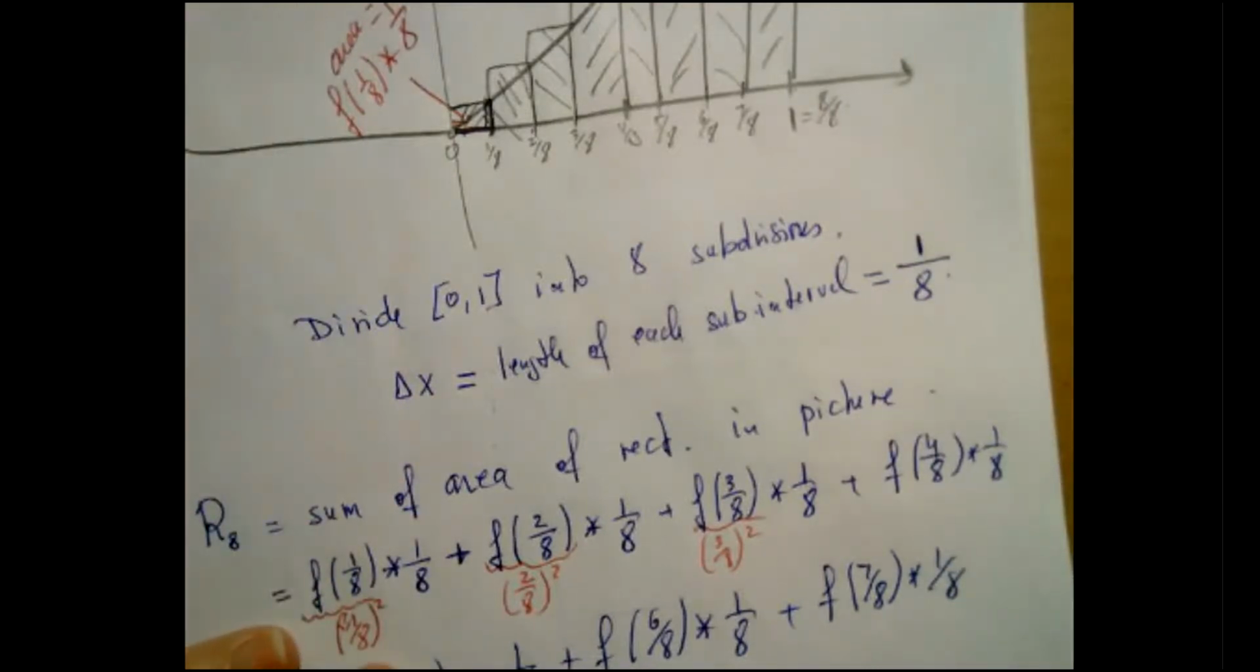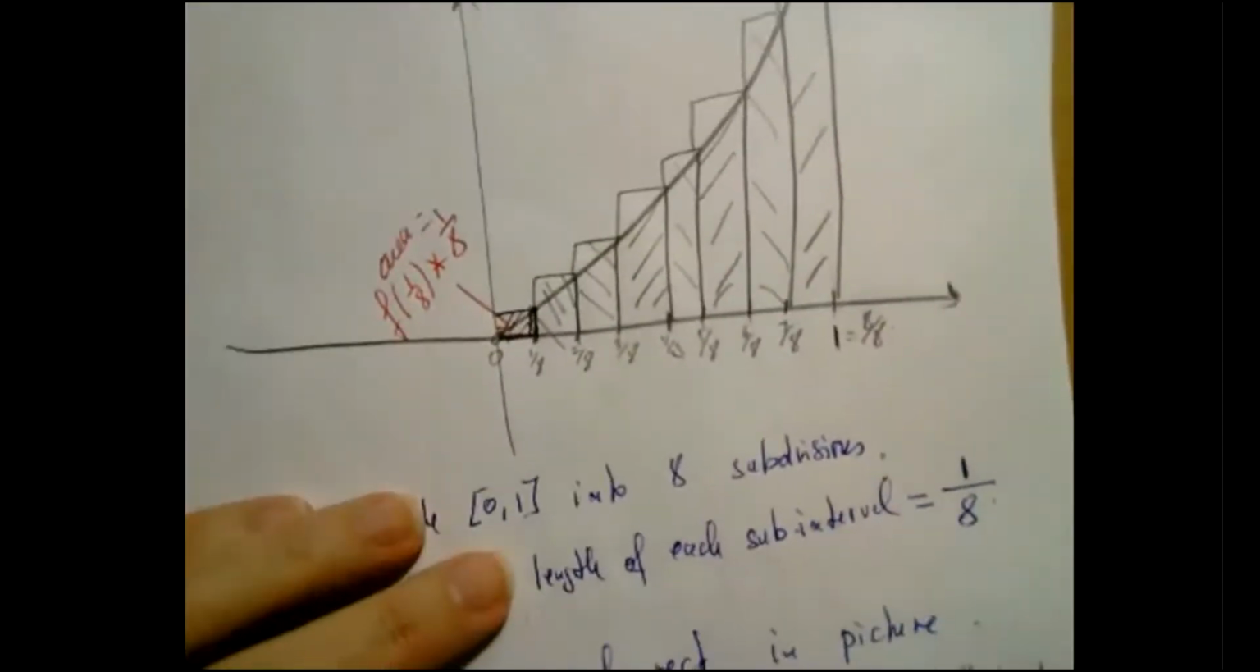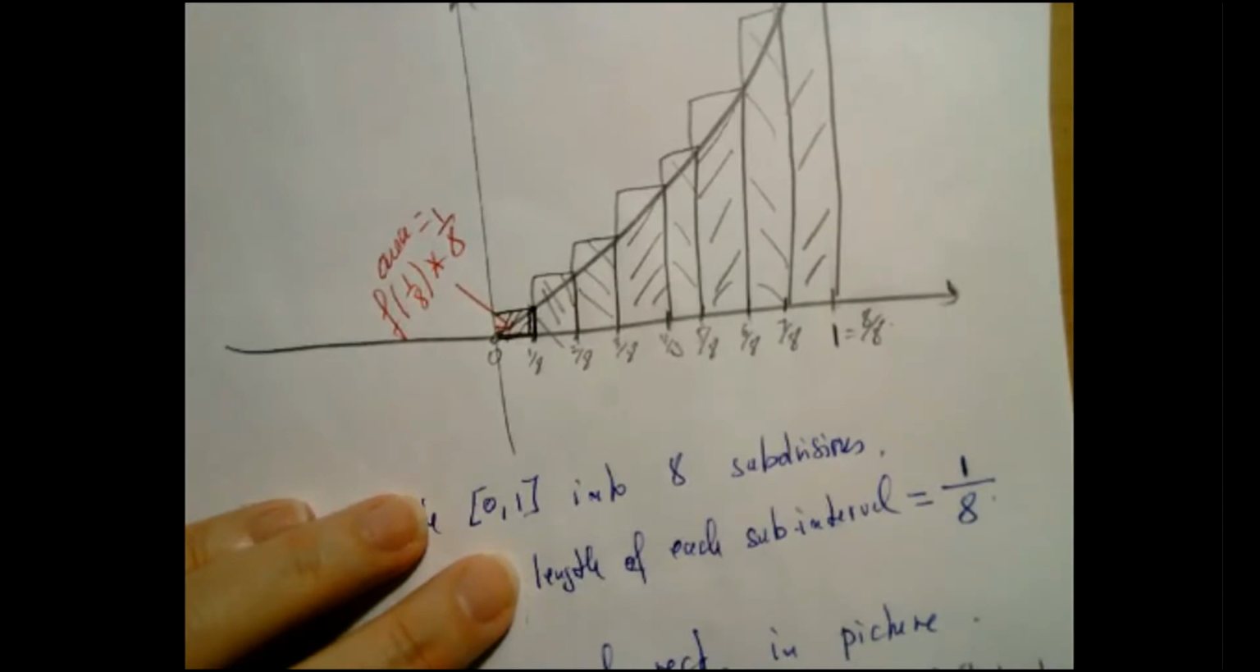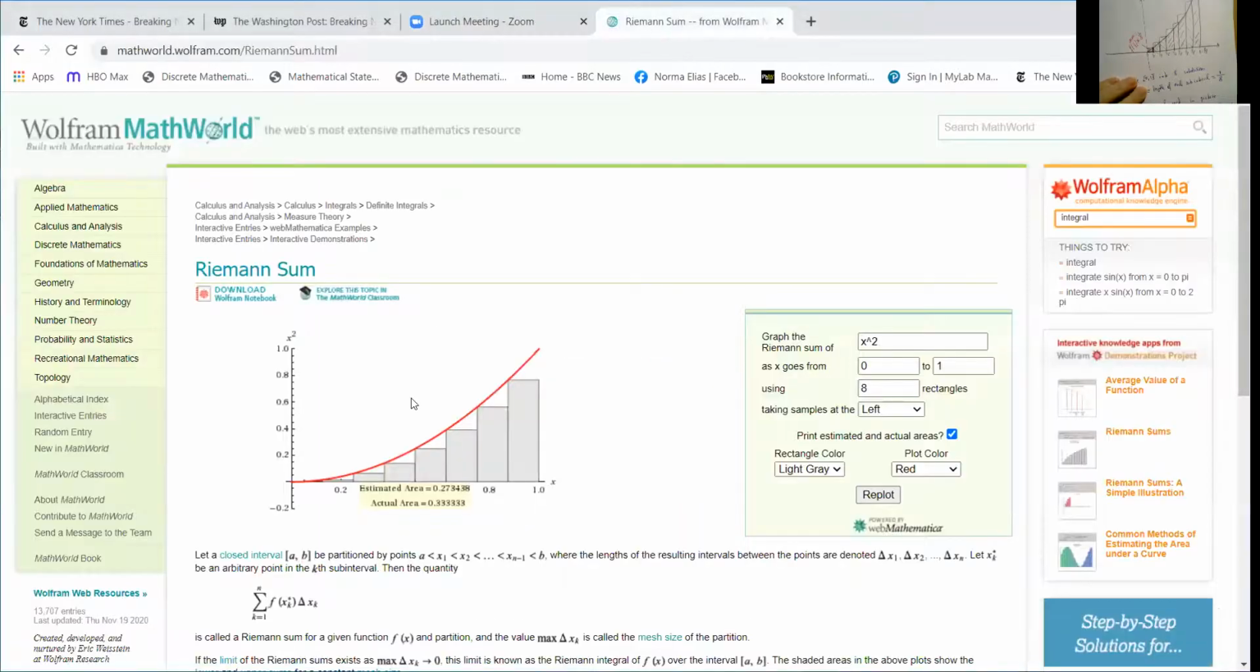So let me show you a little bit what happens when we take more and more subdivisions. So you'll be convinced that we're actually covering the area. So I'm going to try to share the screen here with us. And what do I want? I want this one. Okay, so this is the picture. This is x squared. That's my function. My interval from 0 to 1. And I'm using 8 rectangles. So that's the rectangles I drew.